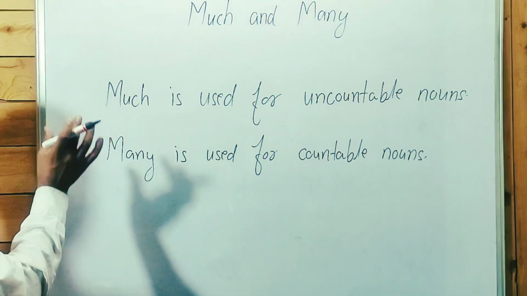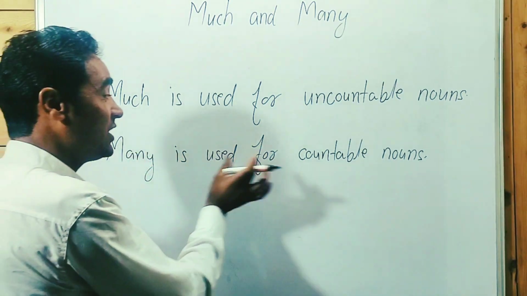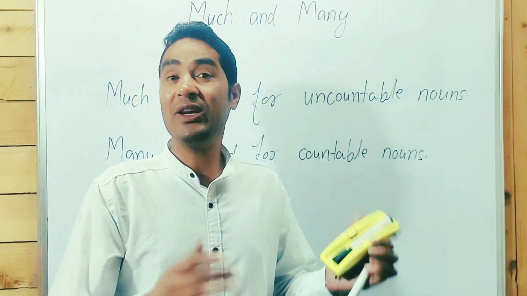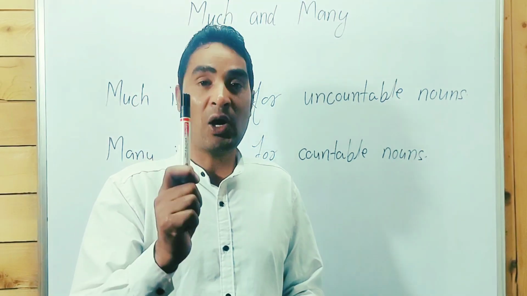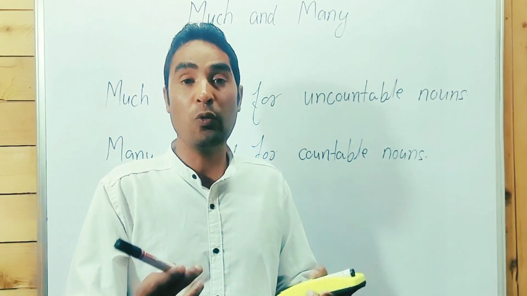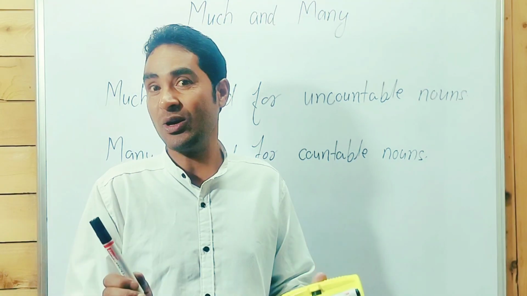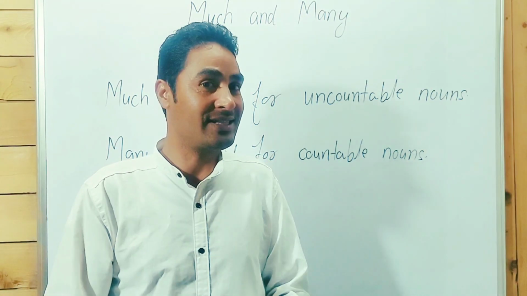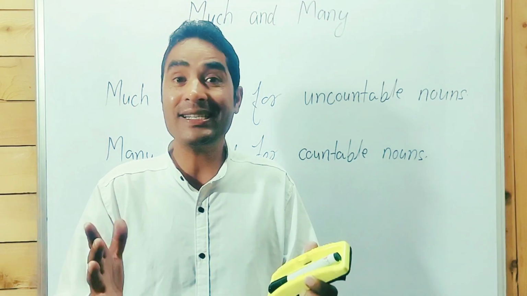Okay, so here when we talk about many, many is used for countable nouns. A countable noun means a noun that can be counted, like pen. Pen is a countable noun. One pen, two pens. Boy is also a countable noun. One boy, two boys, many boys, you can say. Not much boys, it's incorrect.